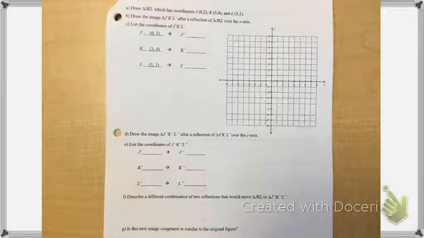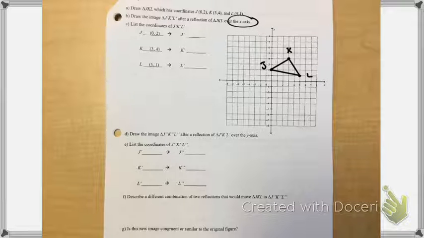You're going to make that first triangle JKL. We got 0, 2 for J, 3, 4 for K, and 5, 1 for L. So this is our pre-image. This is what we're starting with. And what does it say that it wants us to do to get our image? Find the reflection of the x-axis.